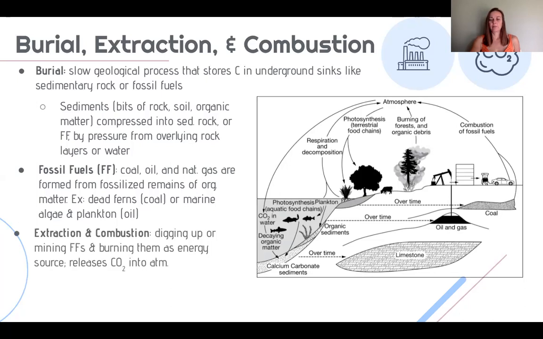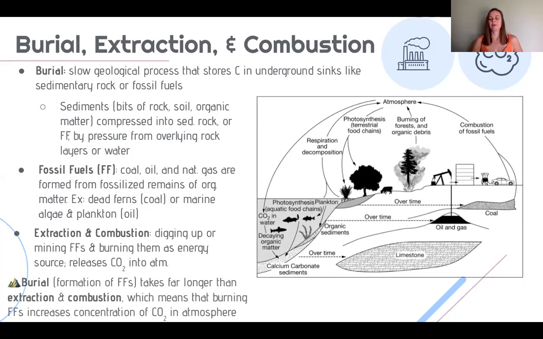Extraction and combustion is when we dig up or drill for those fossil fuels and we burn them as energy, and that releases carbon dioxide into the atmosphere. Burial takes way longer than extraction and combustion. So burning fossil fuels increases the concentration of carbon dioxide in the atmosphere.